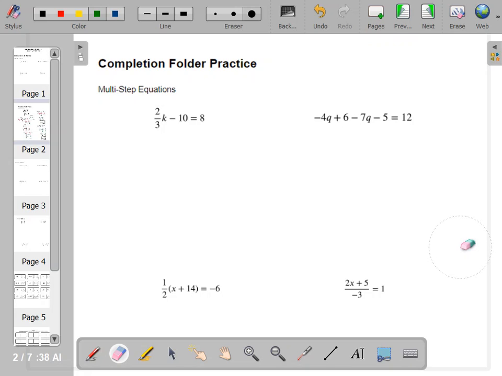Hello, ladies and gentlemen. I'm going to go through all the types of problems you might see to help you finish your completion folder. If you can do all these, you should be able to finish all those problems.